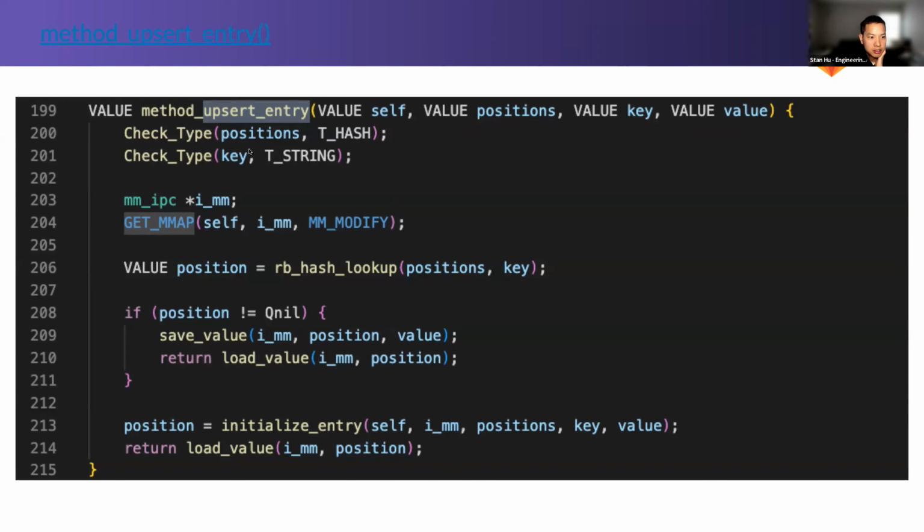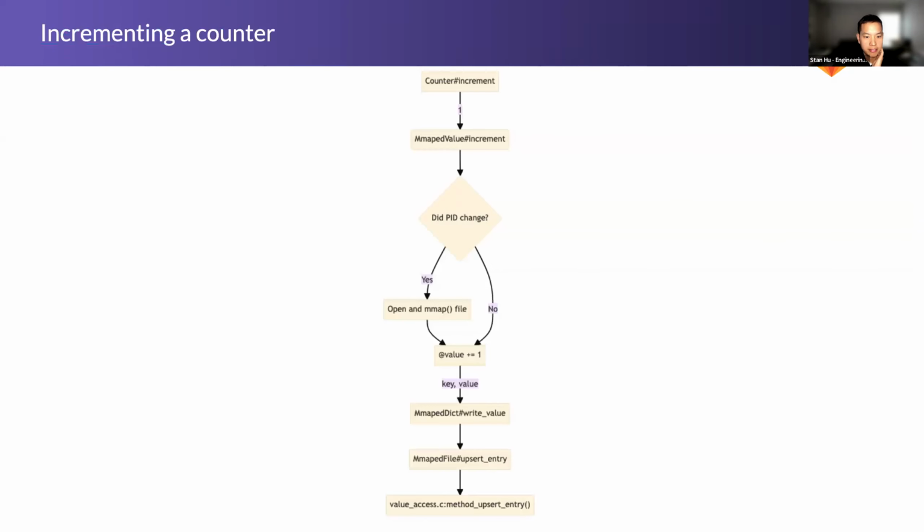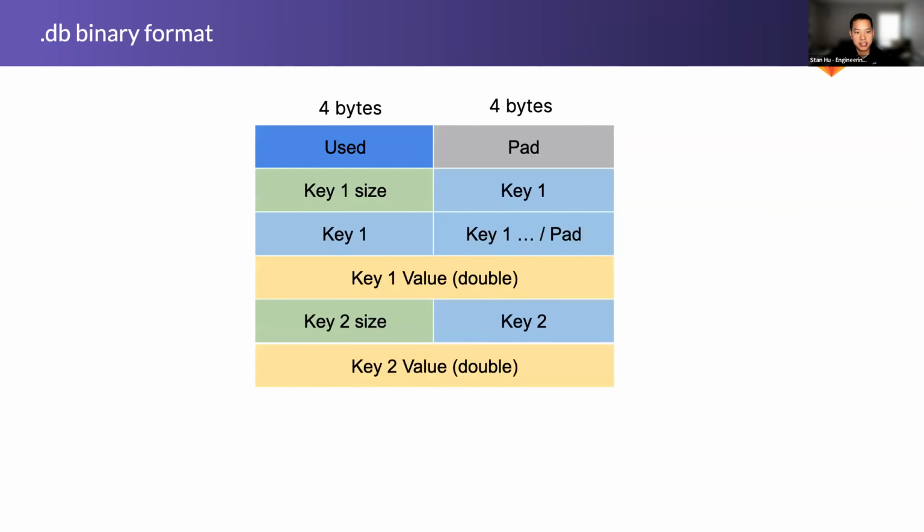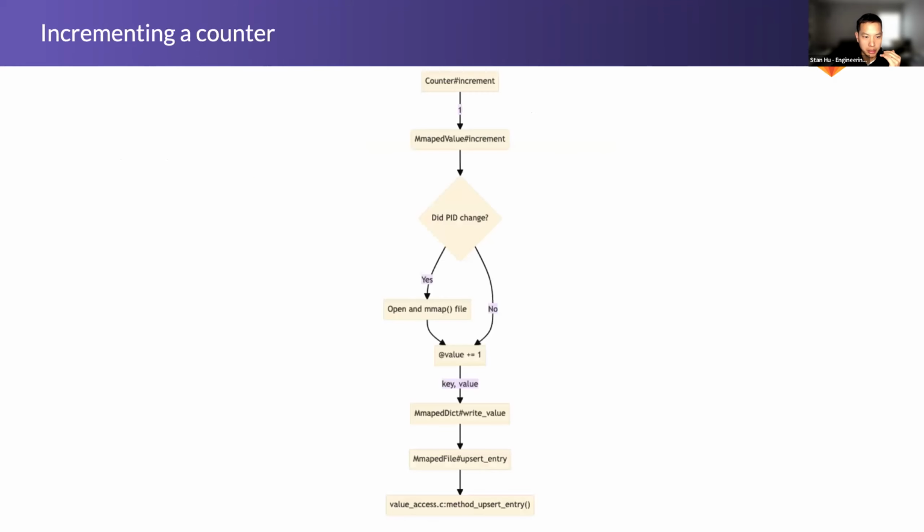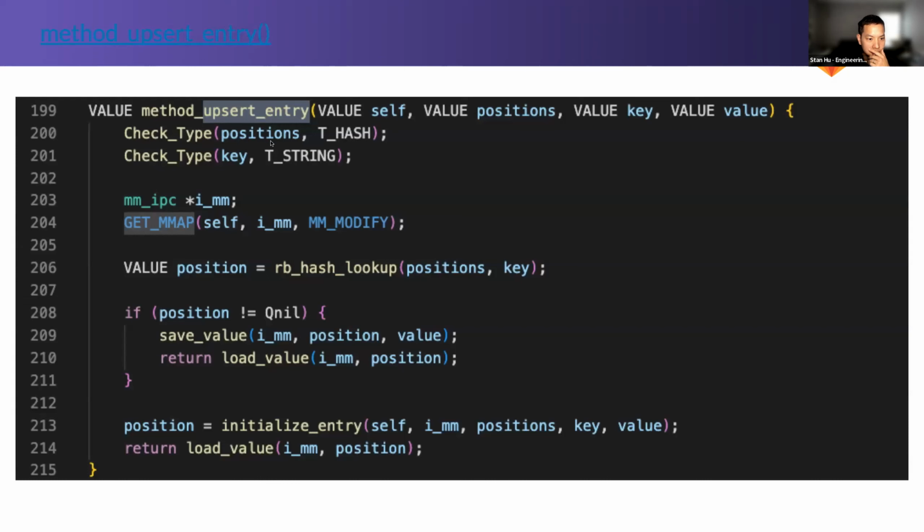In upsert entry, the first 2 lines are just check type. This is a Ruby C extension call, just making sure that positions is a hash. It's just a hash of the values in here, right? So let's say I have the GitLab cache misses total key. This positions hash will actually hold that key to the offset in the file. So if I know the offset is say 20, it will hold all the different offsets for each key, so it'll know exactly where it needs to write in memory. So that's just making sure it's a hash.